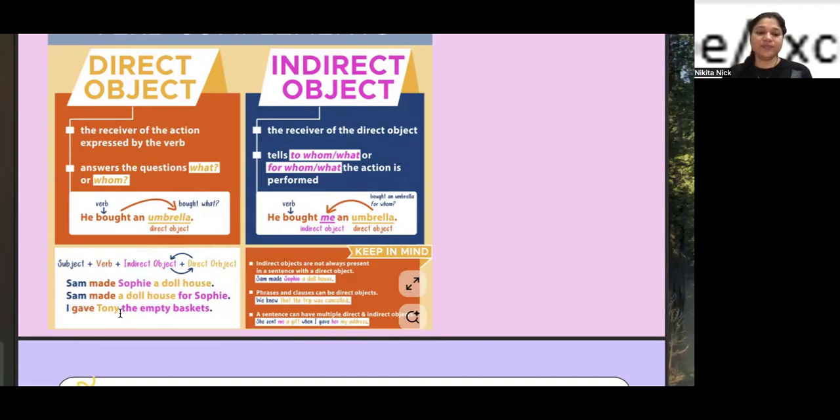I gave Tony the empty basket. So Tony is the indirect object, and the empty basket is the direct object.